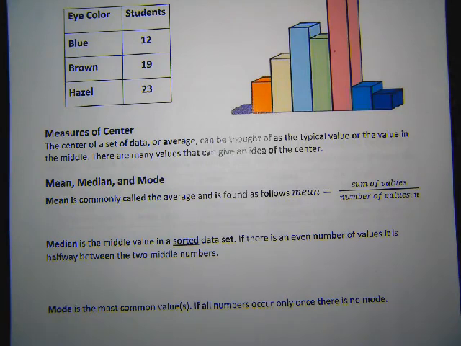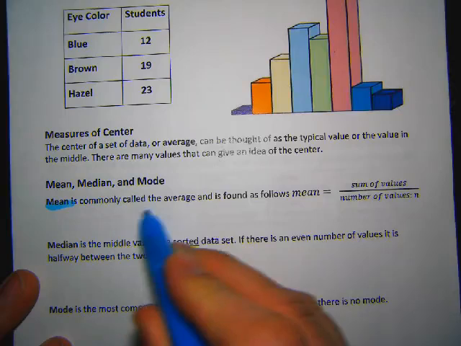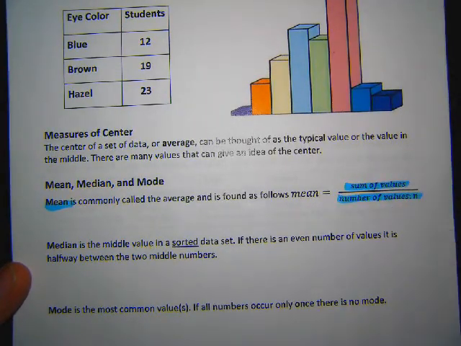You've probably seen these before. Hopefully these are not new to you. Mean, you've seen as average. A lot of times when people talk about average, they're talking about the mean. So the mean, most commonly called the average, is just the sum of all the values divided by how many values there are. We usually use n for the number of values. So you add up all the values, divide by how many there are, and it gives you a way to measure the center. You find the average.